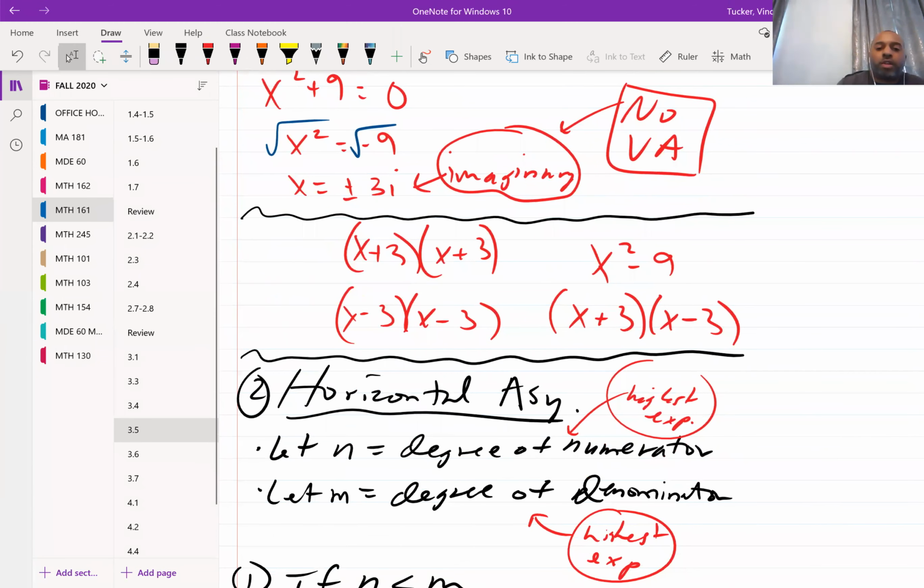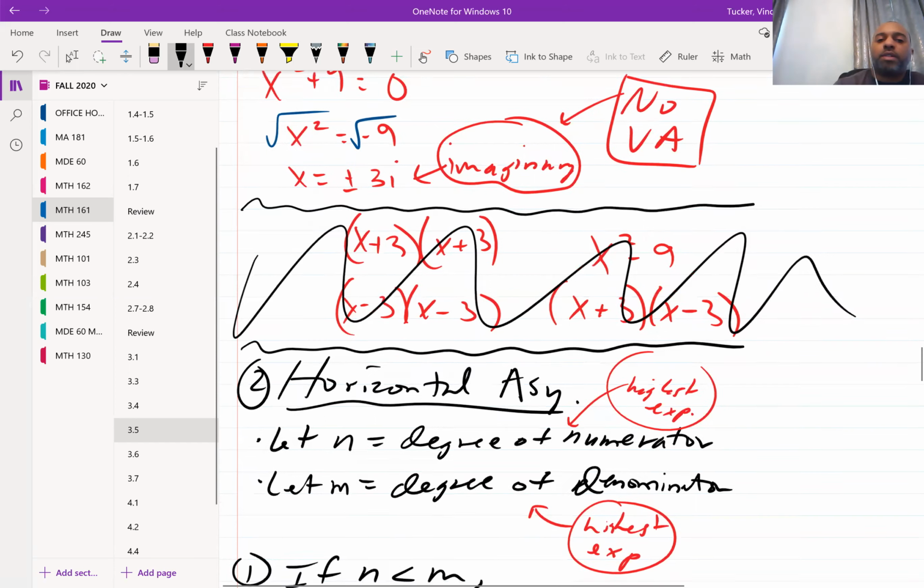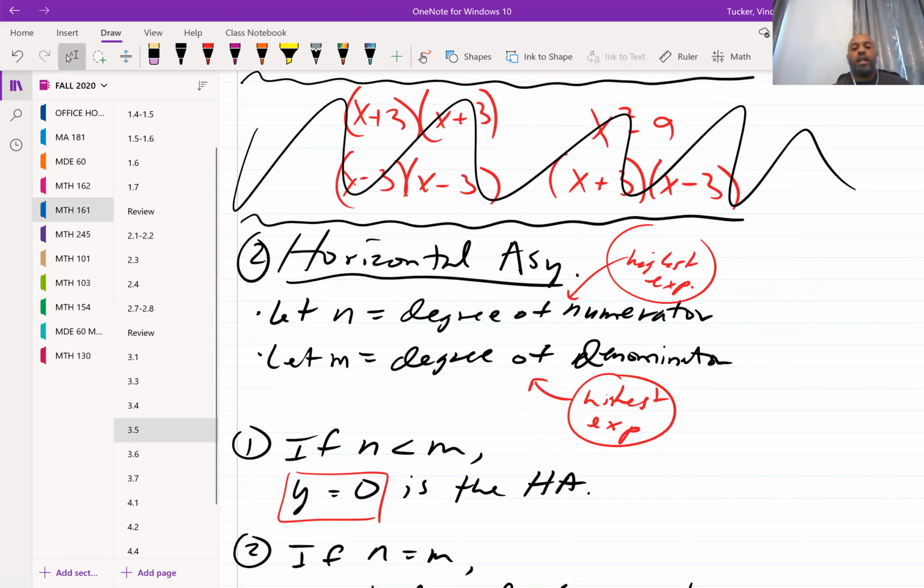All right. So let's look at horizontal asymptotes. In this description of how you get your horizontal asymptotes, we're going to let n be the degree of the numerator, let m be the degree of the denominator. So in other words, when we say degree of the numerator, you're talking about the highest exponent in your numerator and the highest exponent in your denominator. So we're looking at n being the highest exponent of your numerator, m being the highest exponent of your denominator.